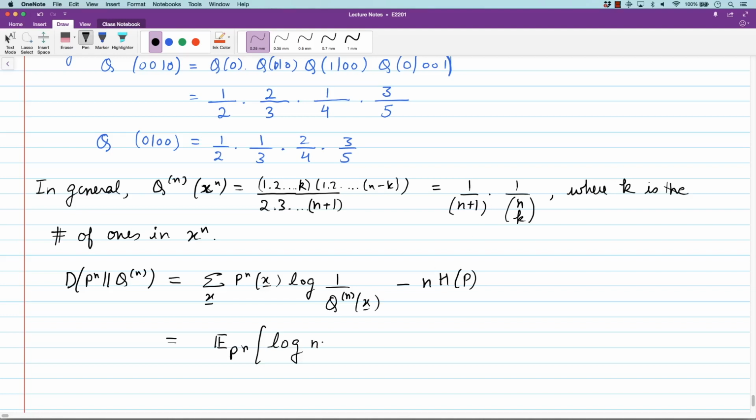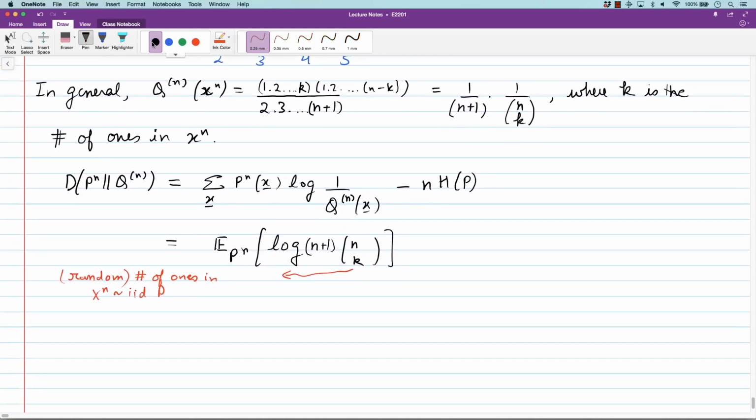Now we can substitute this expression, n plus 1 into n choose k, where k is a random variable here. It's the number of ones in the sequence x, so I'll write it as k of x. Let me just keep it as k, where k is the random variable. Just note it here: the random number of ones in xn generated IID from P. That's what this k is. So what is this expression? This expression here, we can just take log of n plus 1 out.